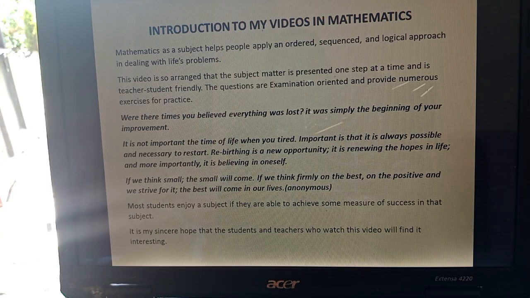If we think small, the small will come. If we think firmly on the best, on the positive, and we strive for it, the best will come in our lives. And this one is a quote by Anonymous.